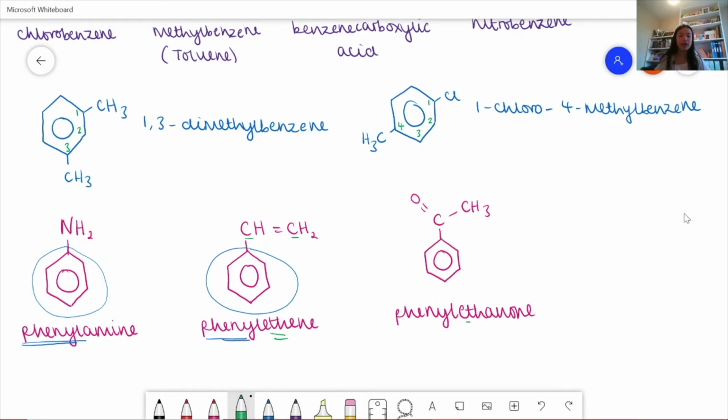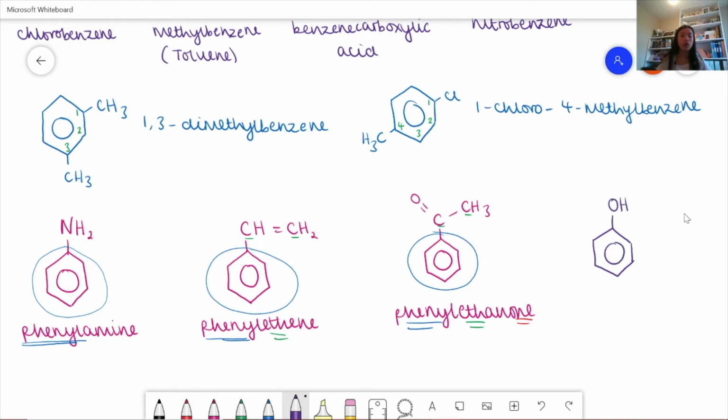And this is because eth is indicating that we have two carbons here. The phenyl is basically the substituent group on the carbon. And then we have the suffix of -one because it's a ketone. As well as all these examples, there is a really important example that we need to look at, which is benzene attached to an OH.